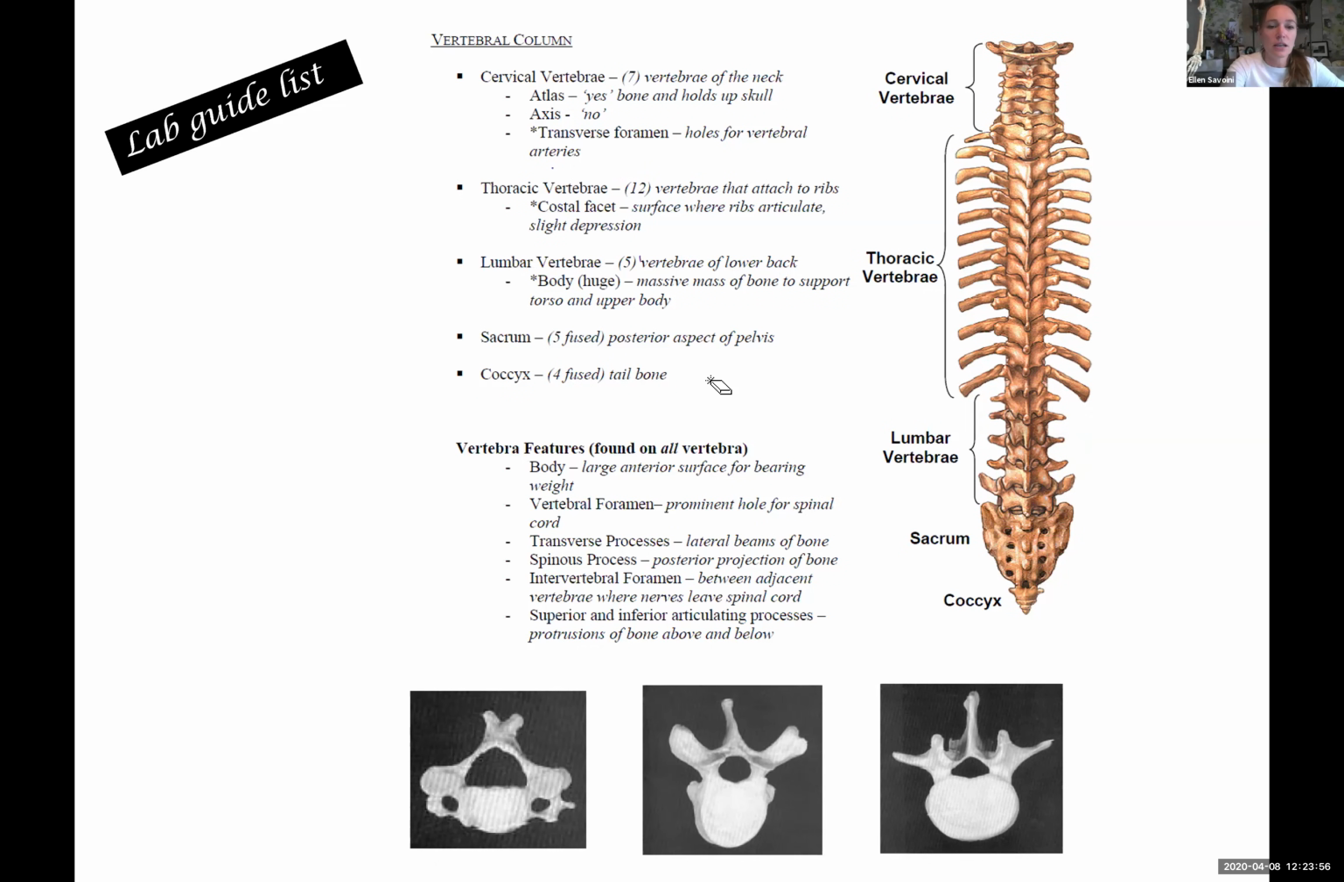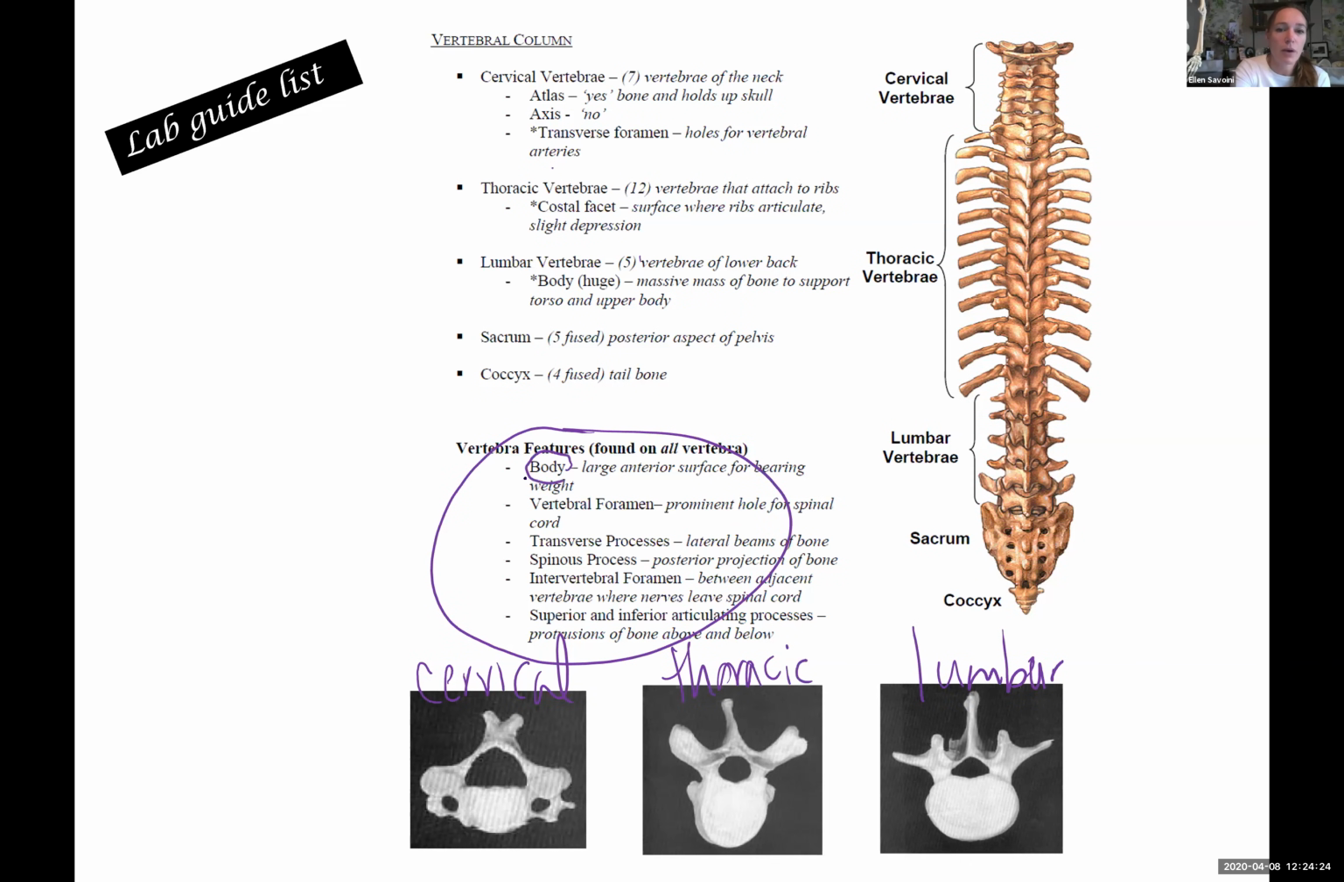Then you'll see on the bottom here, we actually have the different vertebrae. This one is a cervical. This one is a thoracic. This one is a lumbar. Each of these looks different, and you're definitely going to have to name them. You're going to see a picture of them, and we'll go through the features, for instance, the body. The body of the vertebra is just this part that the weight will actually be bearing on.